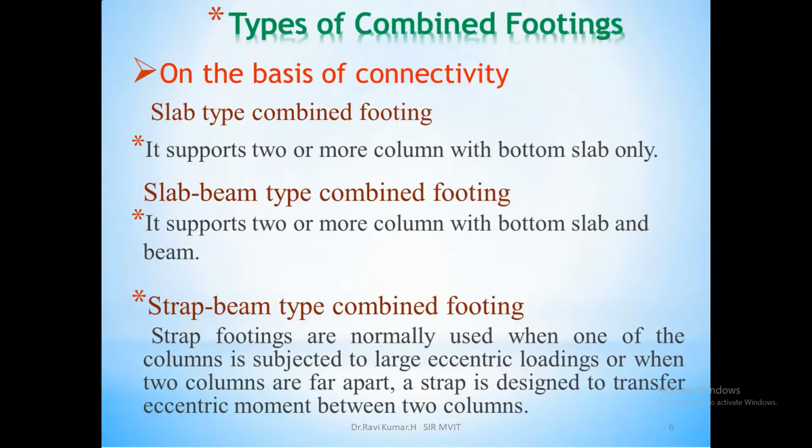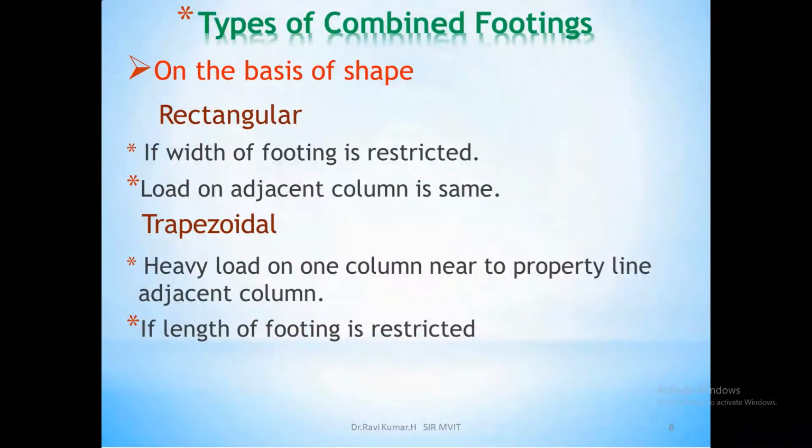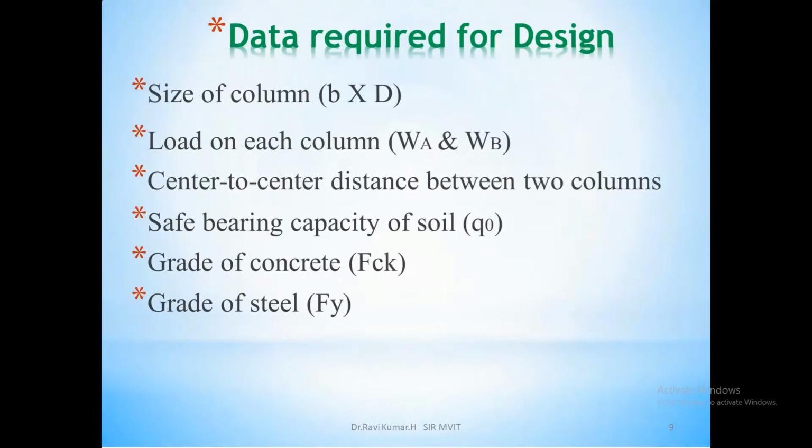Hence there are various types: slab type, slab beam type. Today we shall talk about the design of a slab type combined footing. Here it may be rectangular or trapezoidal. So what data is required for the combined footing? We require the size of the columns given in the problem, the loads acting on the two columns, we can call them WA and WB, the center to center distance, the safe bearing capacity of the soil, and the grade of concrete as well as the grade of steel will be given in the problem.